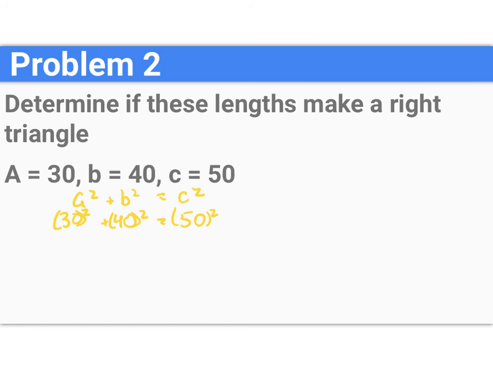So 30 squared is 900 plus 1600 equals 2500. And 9 and 16 make 25, so 2500 equals 2500. So the answer is yes, you do have a right triangle.